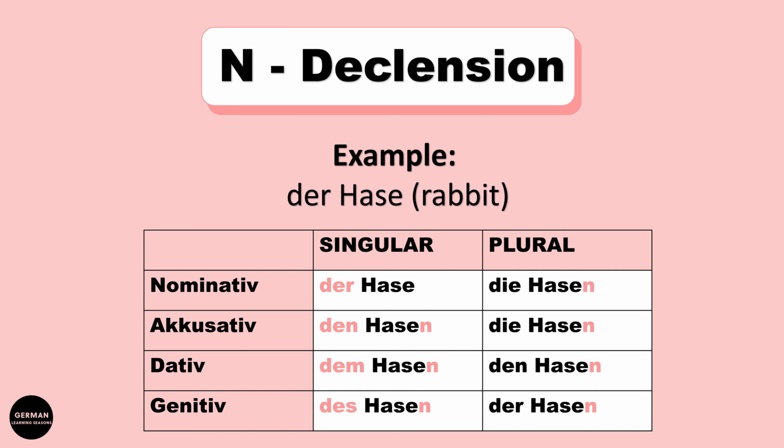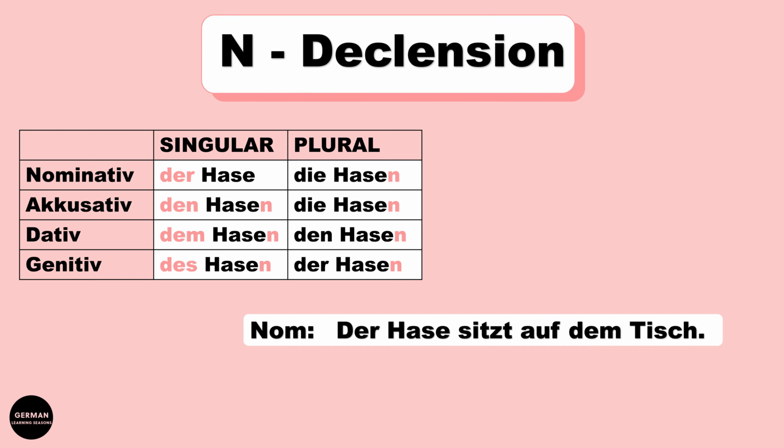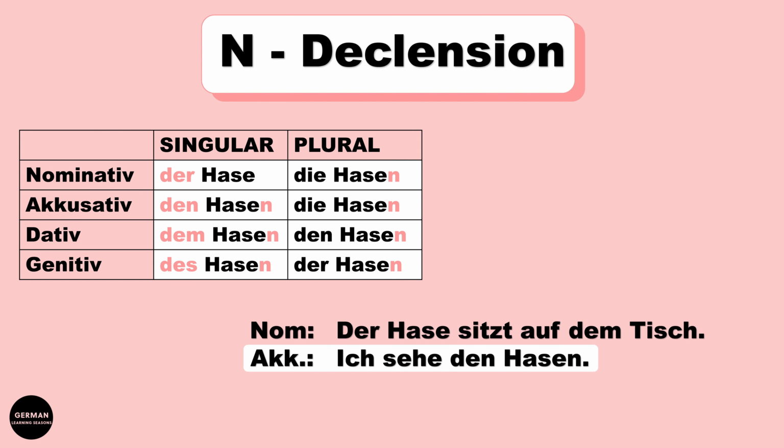Alright, so how does it actually work in a sentence? Der Hase sitzt auf dem Tisch. Means the rabbit is sitting on the table. Wer sitzt auf dem Tisch? Der Hase. So this is nominative case, so nothing changes. Next one. Ich sehe den Hasen. Means I see the rabbit. Wen sehe ich? Den Hasen. So this is accusative.